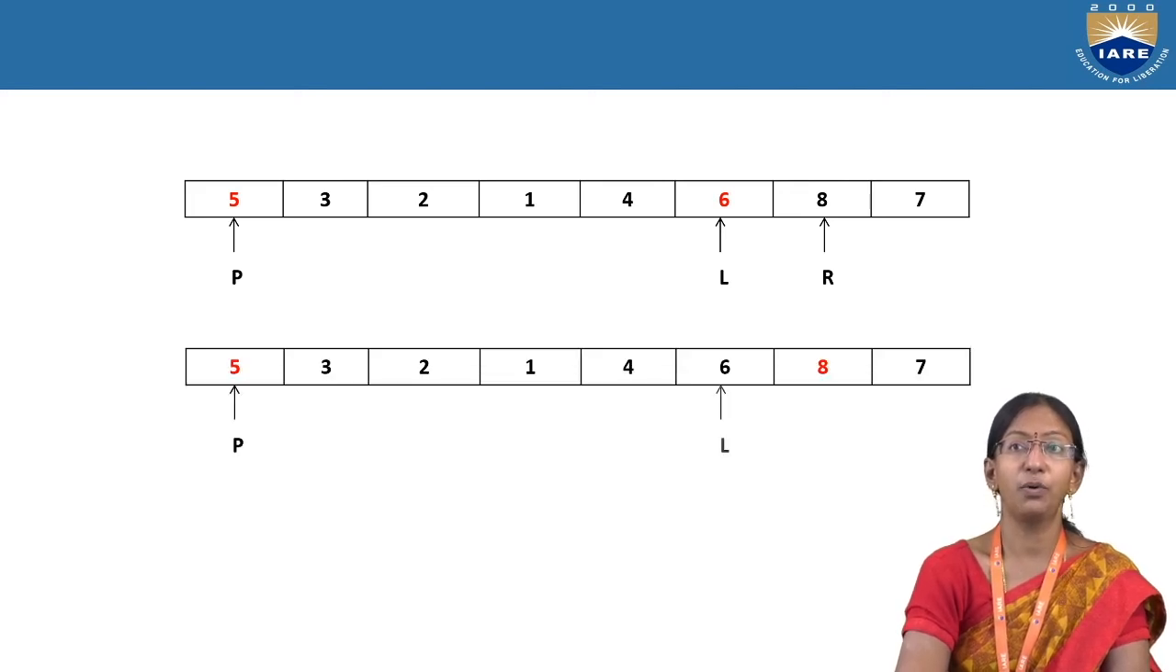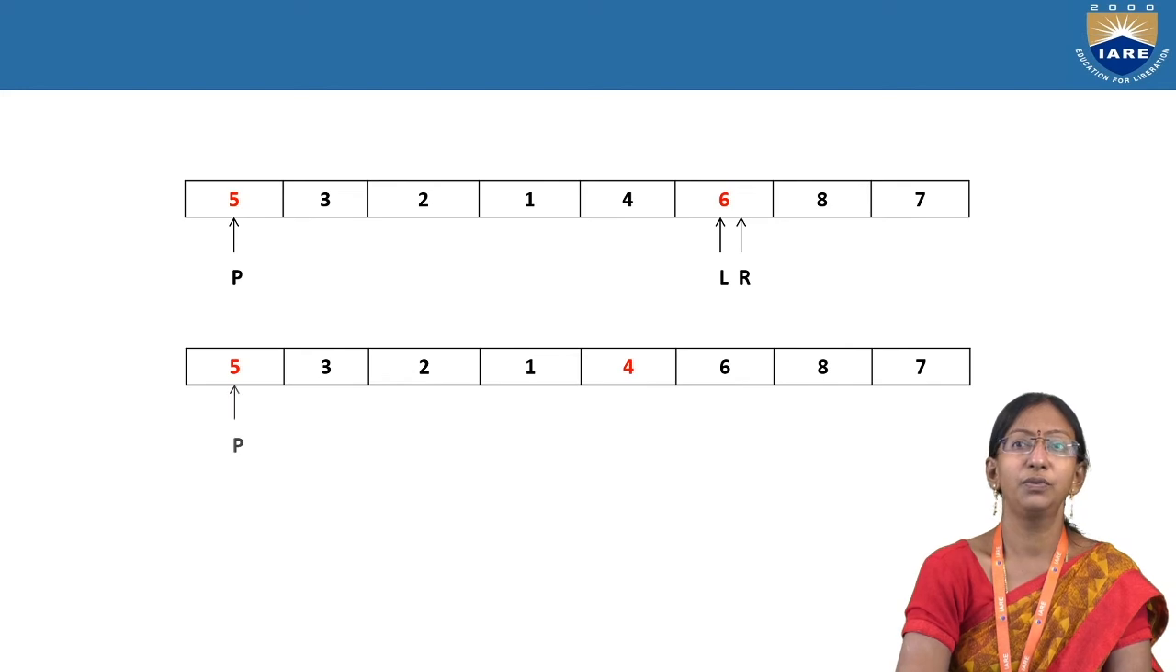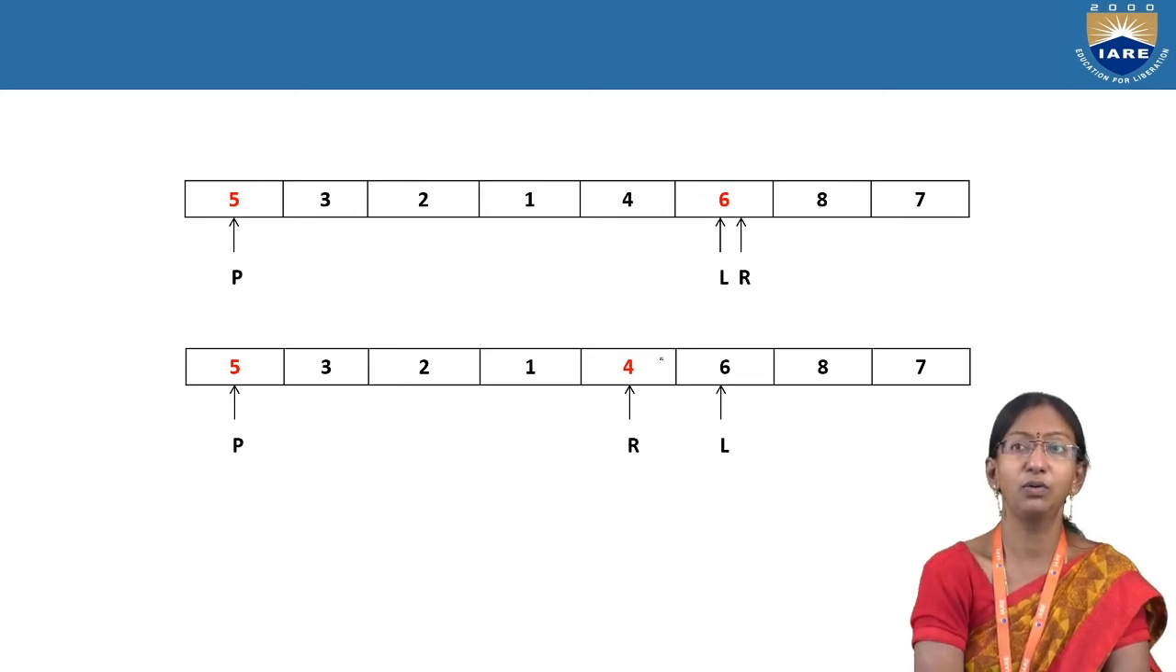Now right is going to point to my element 6. Is 6 less than 5? Right always checks for an element which is lesser than the pivot. But 6 is not less than pivot. So it is going to shift left. Now right is pointing to 4. Is 4 less than 5? Condition satisfied. And have a look at this picture.